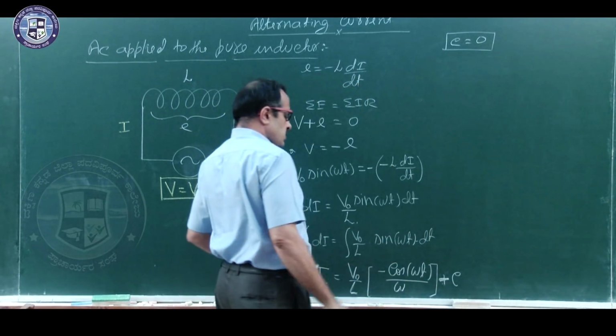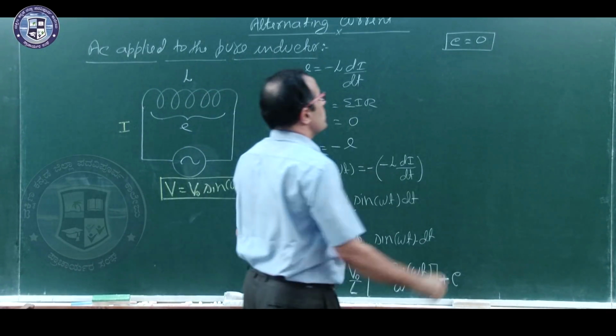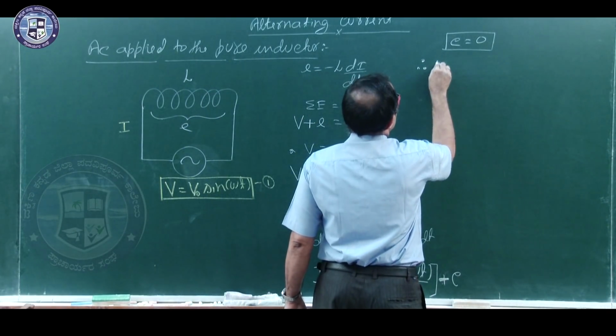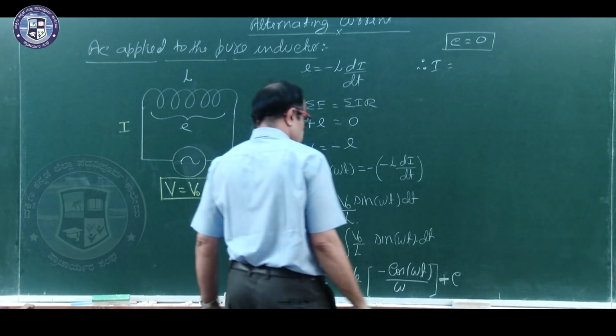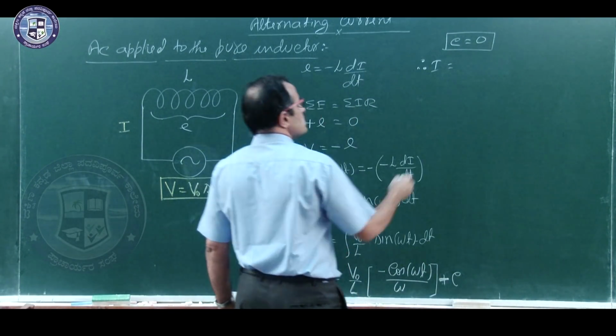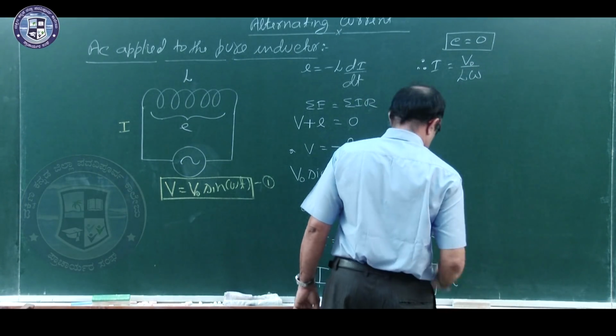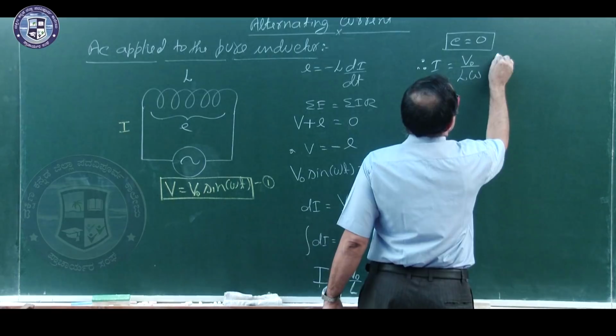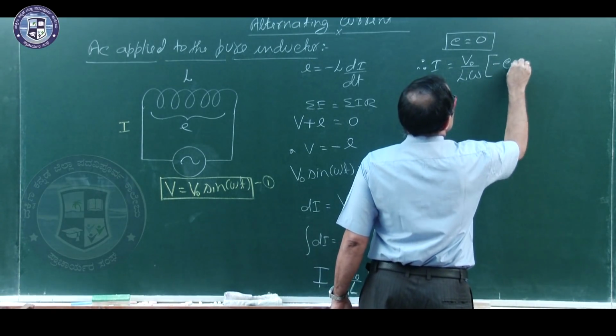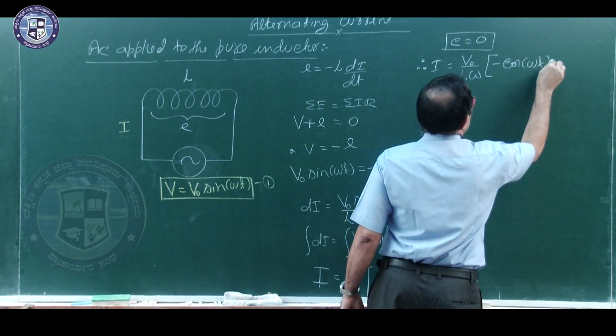Straight away we write C equal to 0 and we simplify the remaining part. Therefore, I is equal to, now take omega outside, V naught by L omega into minus cos omega t.